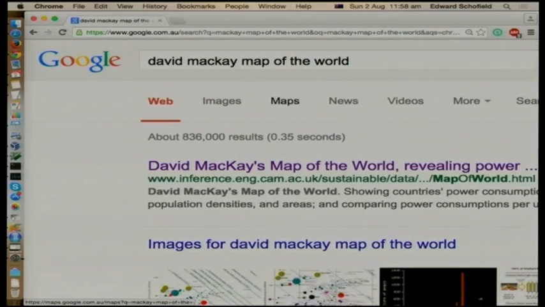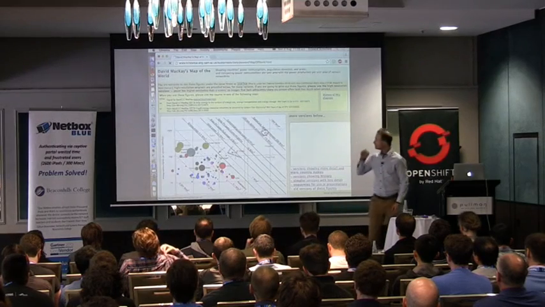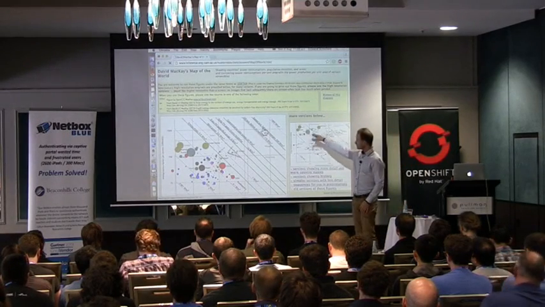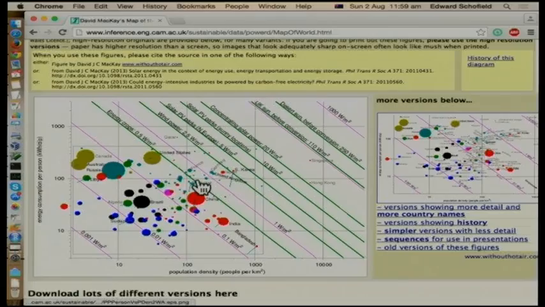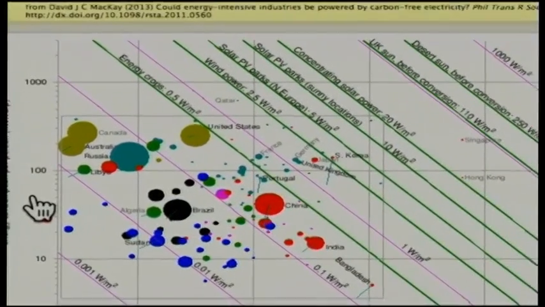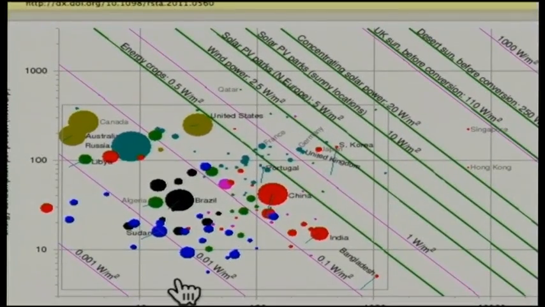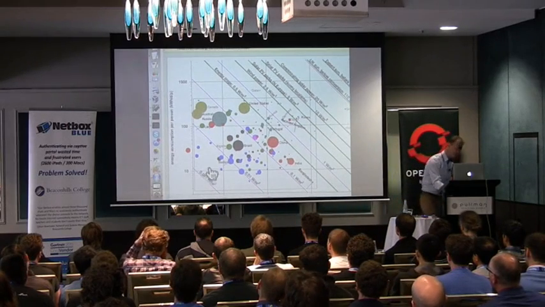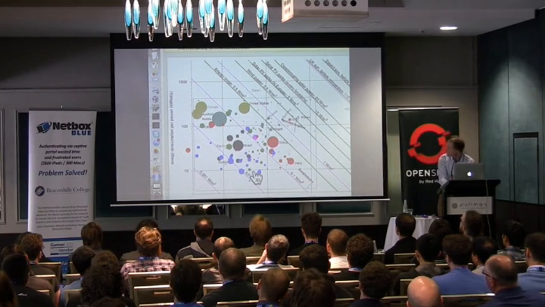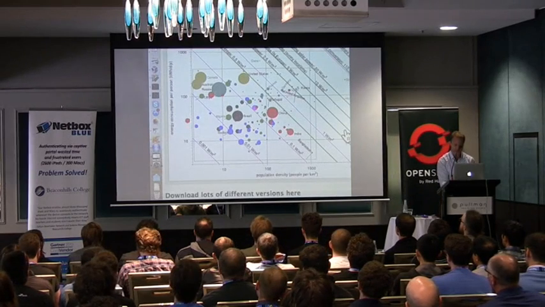And he's written a book called Sustainable Energy Without the Hot Air. It's a really good book. And he's got this map, this sort of chart where he shows, let me see if I can zoom in, make it a bit bigger. Yeah, so we've got different countries with their land area, and I should move over the axes. We've got energy consumption per person on the vertical axis, and we've got population density there.